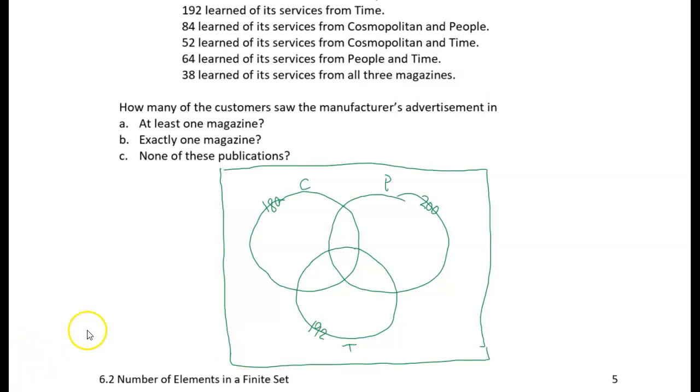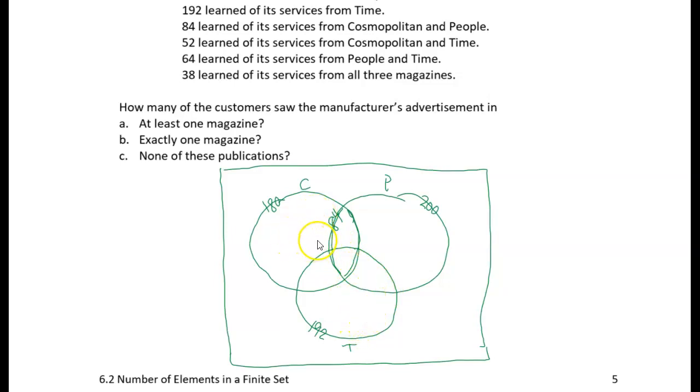Okay. All right, and then we're given information about the numbers of people who learned from a combination of sources. It says that 84 learned of its services from both Cosmopolitan and People. So the intersection of those 2 sets is right in here. And so I'm going to write 84 on the line, because that intersection has really 2 parts, because some of those people also learned of the service from Time.